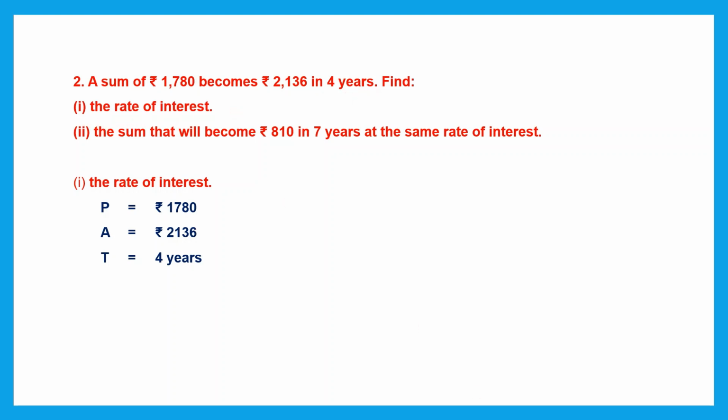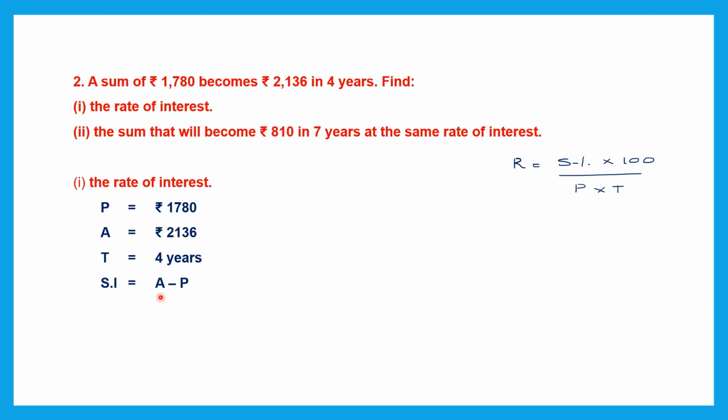What is the formula to find the rate of interest? The formula is simple interest into 100 divided by principal into time. Do we have the values for all these? Principal? Yes, we have principal. Do we have time? Yes, we have 4 years. Do we have simple interest? No, we don't have simple interest. That means first we need to find the simple interest and only then we can find R. So let's find the simple interest.